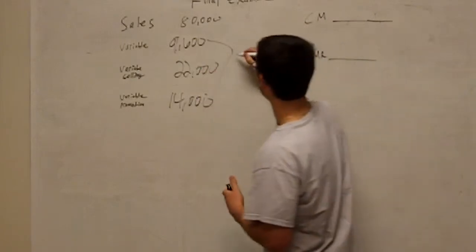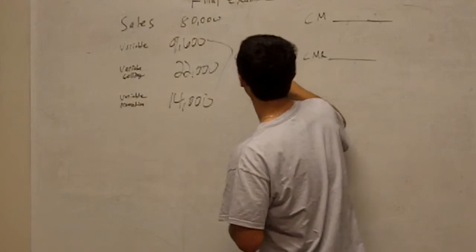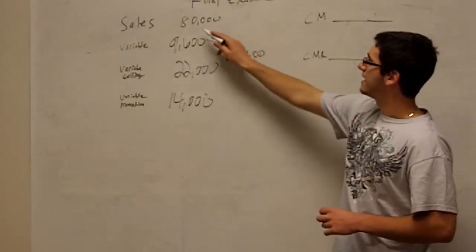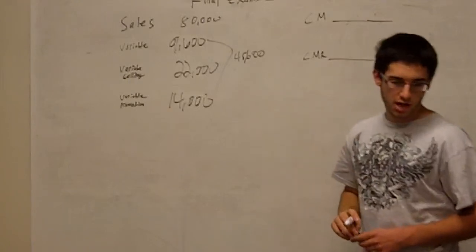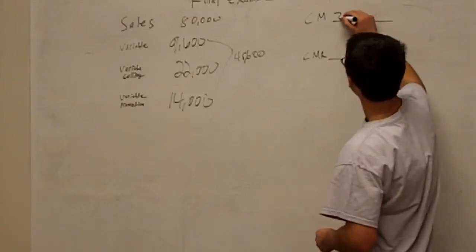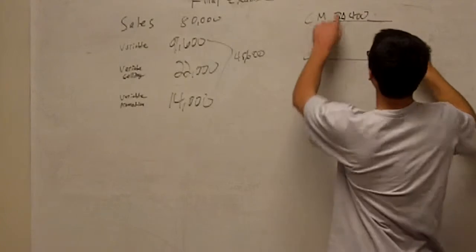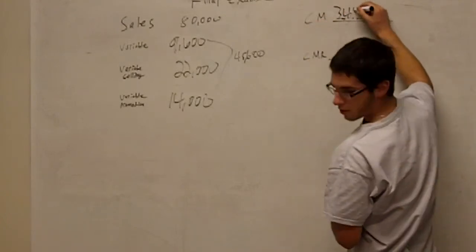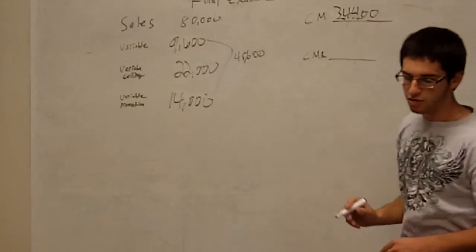When you add all these up, you get 45,600. Then you take 80,000 and subtract 45,600, and what you get is 34,400. Oops, I made a mistake. It's 34,400.